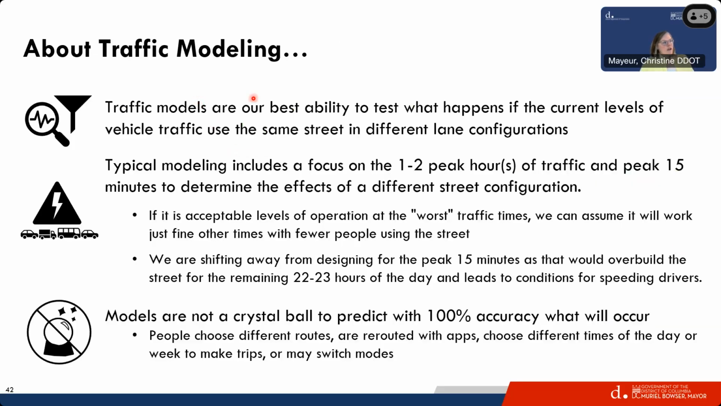Some things about traffic modeling everyone should know. Traffic models are our best ability to test what happens if the current level of vehicular traffic uses the same street in different lane configurations. Typical modeling usually focuses on the 1 to 2 peak hour times, and the peak 15 minutes, to determine the effects of that different street configuration. We do that because if it's acceptable in the worst traffic times in those peak periods, then we can assume that it'll work fine other times because traffic tends to be lower.